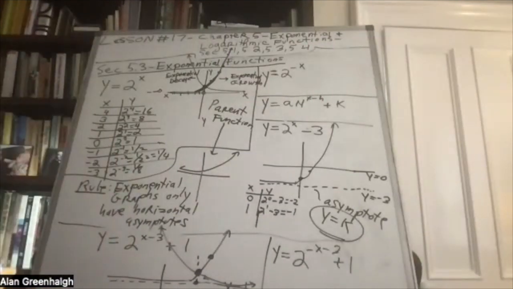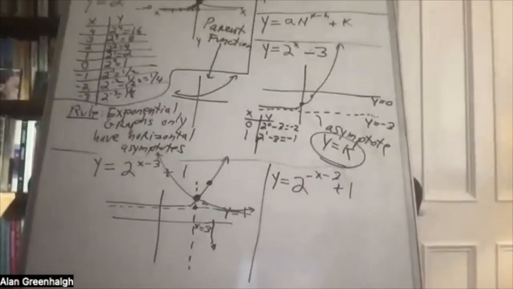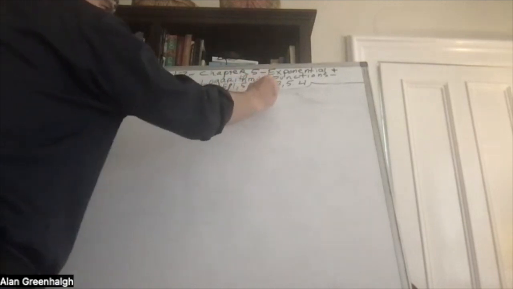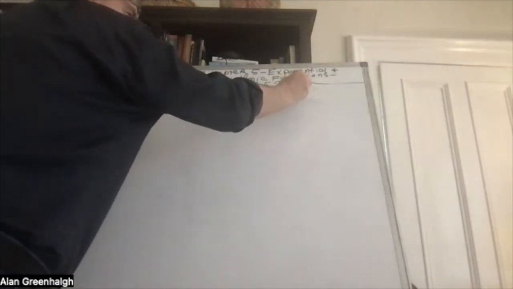And I'd like to go on now to section 5.4. Now you know what an exponential function looks like. And now we're going to take a look at a logarithmic function. So this is an important section because we're actually taking a very close look at the relationship between an exponential function and a logarithmic function.